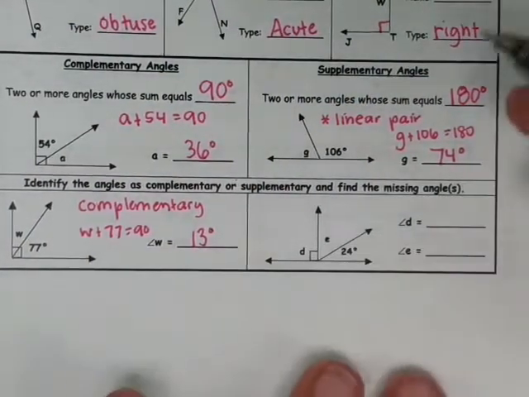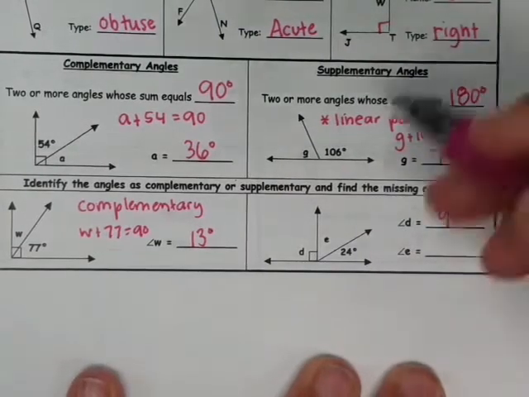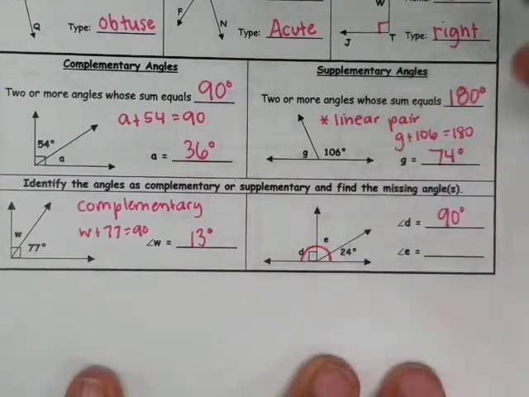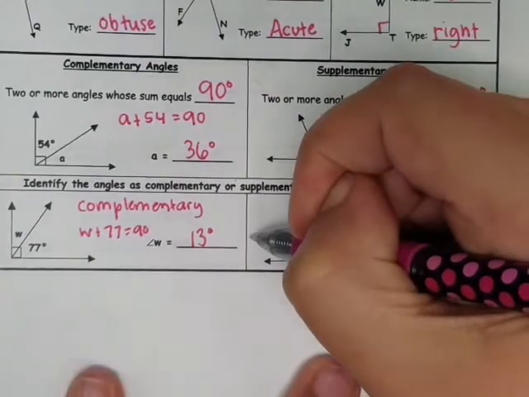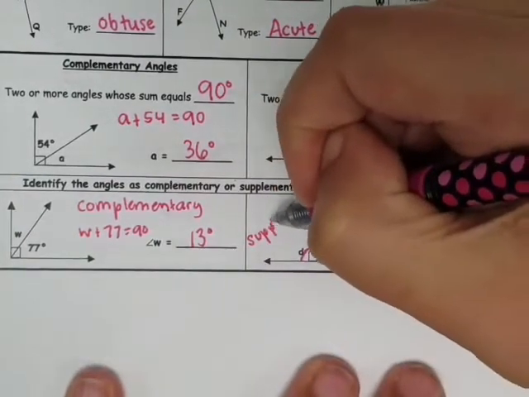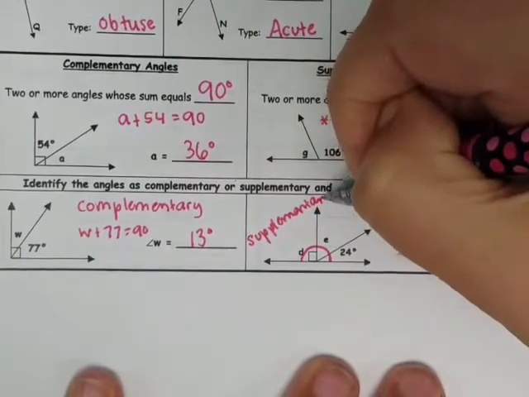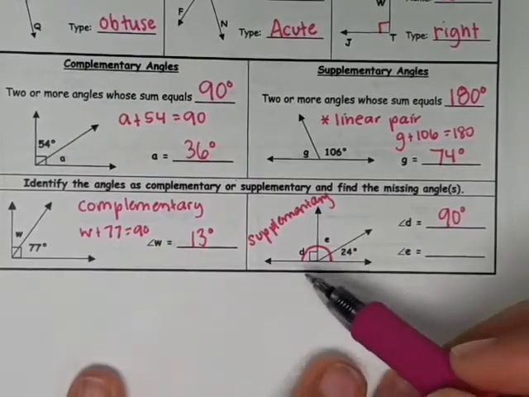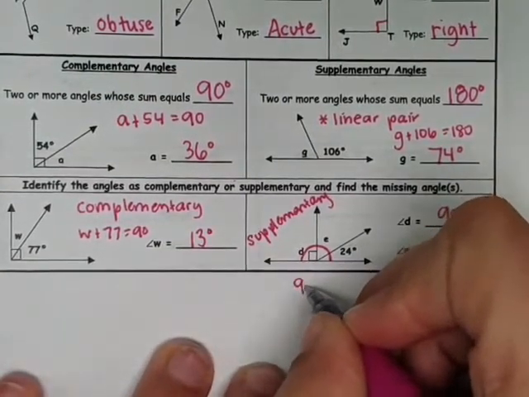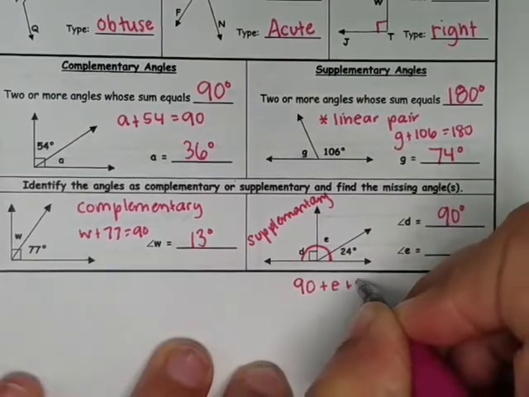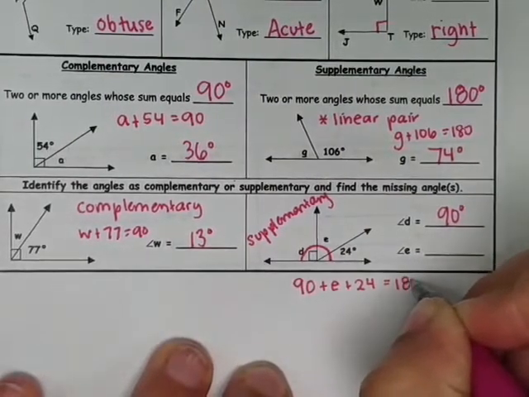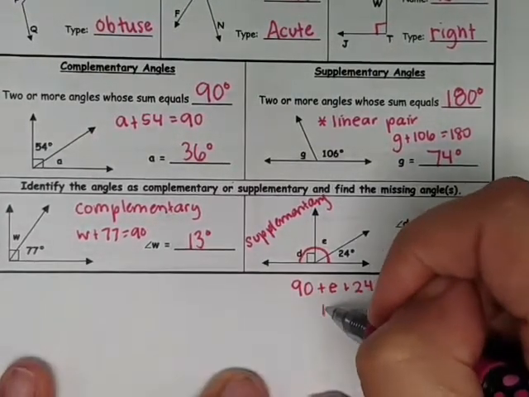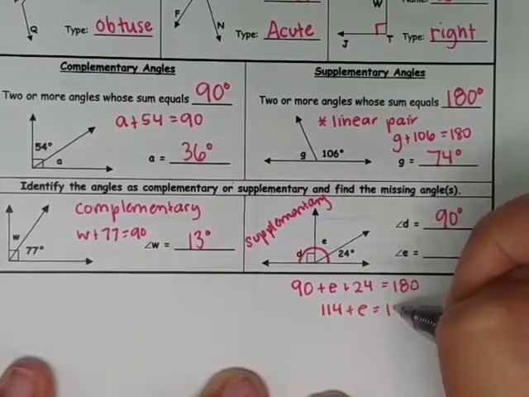Here, we know that D is 90 because it has the symbol for 90 degrees. We know that all three of these form a straight line, which is supplementary, and I'm going to put supplementary right here. Then I know that D plus E plus 24 gives me 180. Well, I already know that D is 90, so 90 plus E plus 24 gives me 180 degrees. I can add 90 and 24 and get 114. So 114 plus E gives me 180.